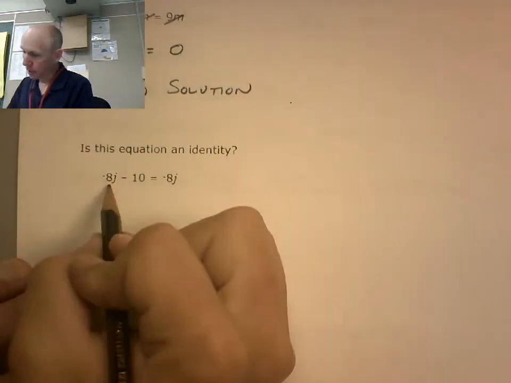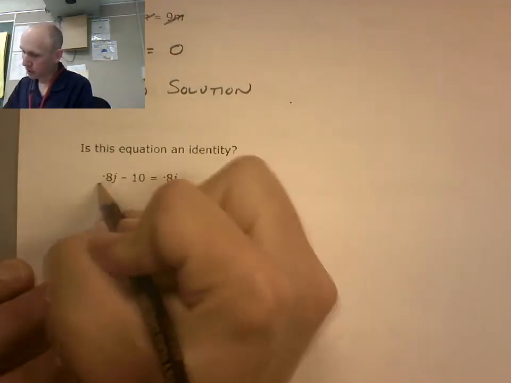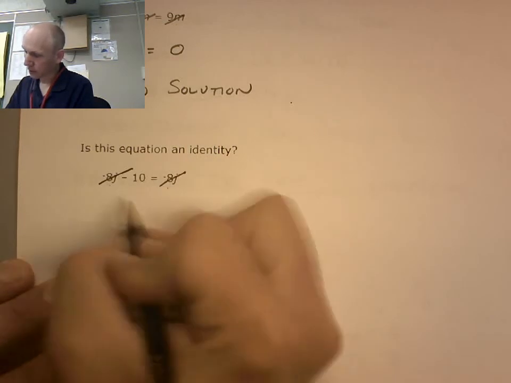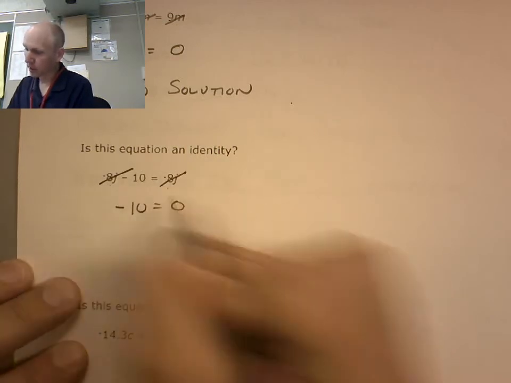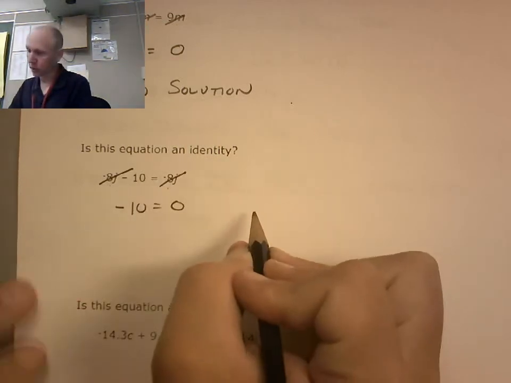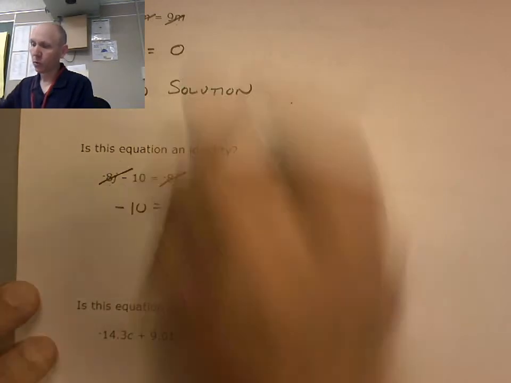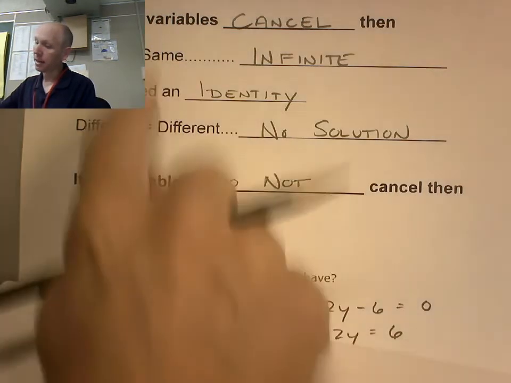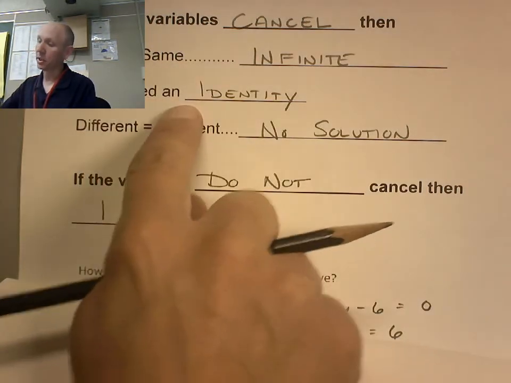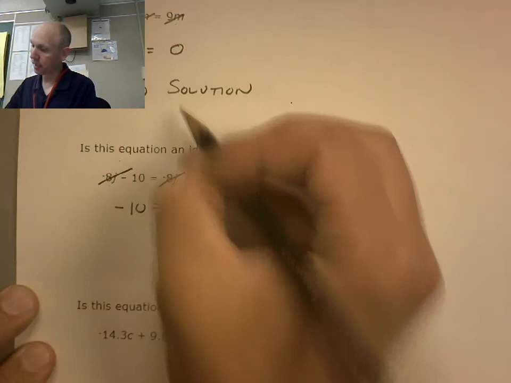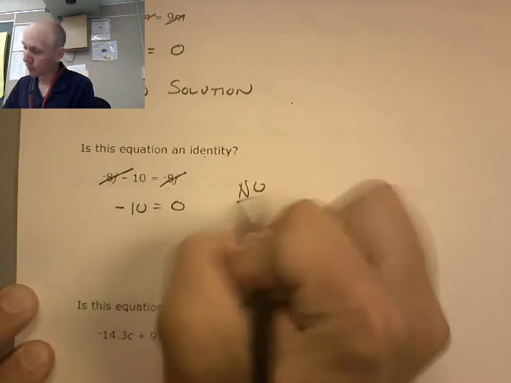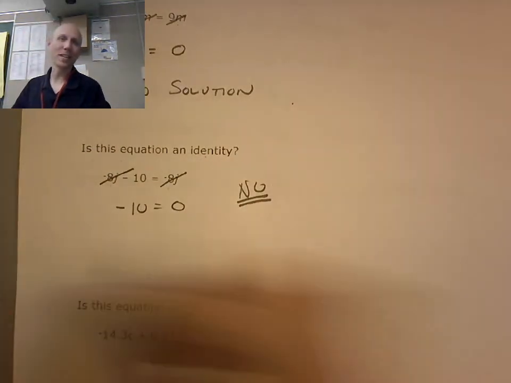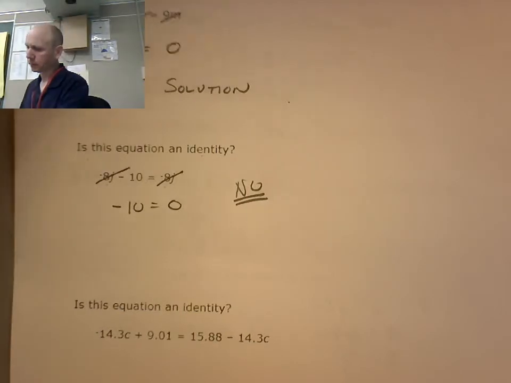Let's see, negative 8j, so those guys are gone. So that's negative 10 equals 0. This is no solution, but that's not the question. The question is, is this an identity? Well, is no solution an identity? No, it's the same. The infinite solution is the identity. So is this an identity? No. Infinites are called identities. So this one, that's just a vocabulary type of problem.